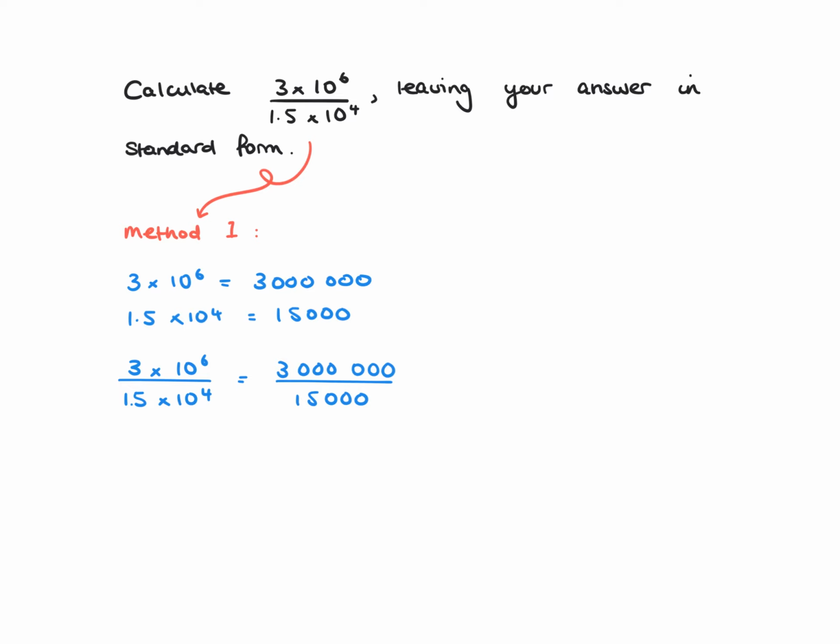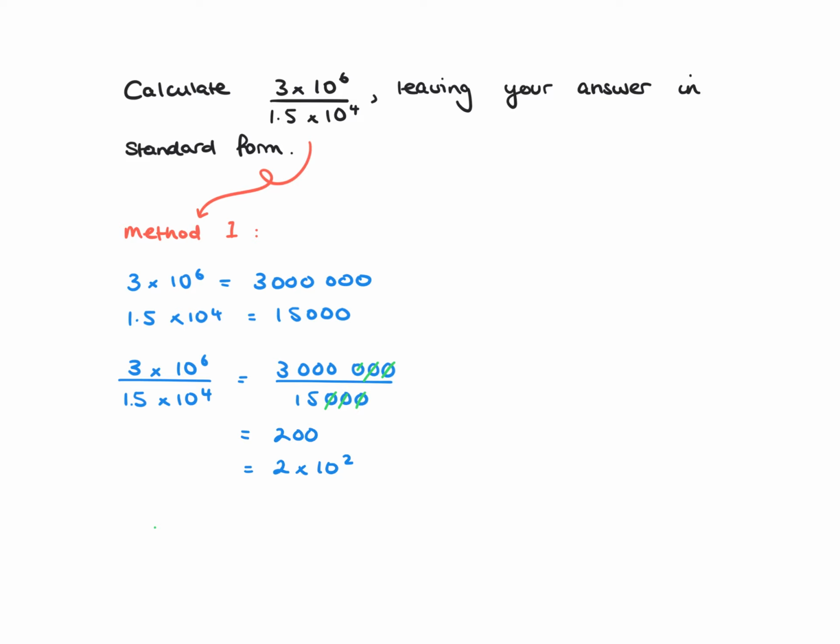Then we can simplify this calculation somewhat by dividing by 10 once, twice, and then a third time. This leaves us to calculate 3,000 divided by 15. Well, 30 divided by 15 is 2, so 3,000 divided by 15 must be 200. But of course this question told us to give our answer in standard form, so we have to convert it back, and 200 is 2 times 10 squared.